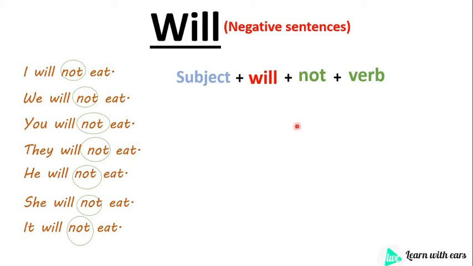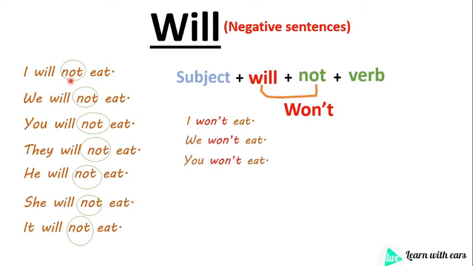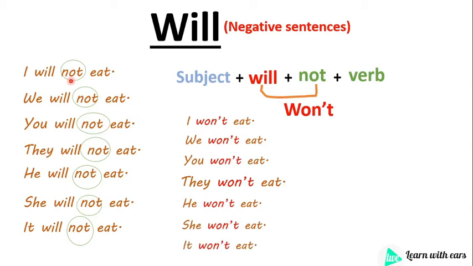In place of will not, we can use won't. Won't is a contraction of will not, the short form of will not. I won't eat. We won't eat. You won't eat. They won't eat. He won't eat. She won't eat. And it won't eat. Okay?